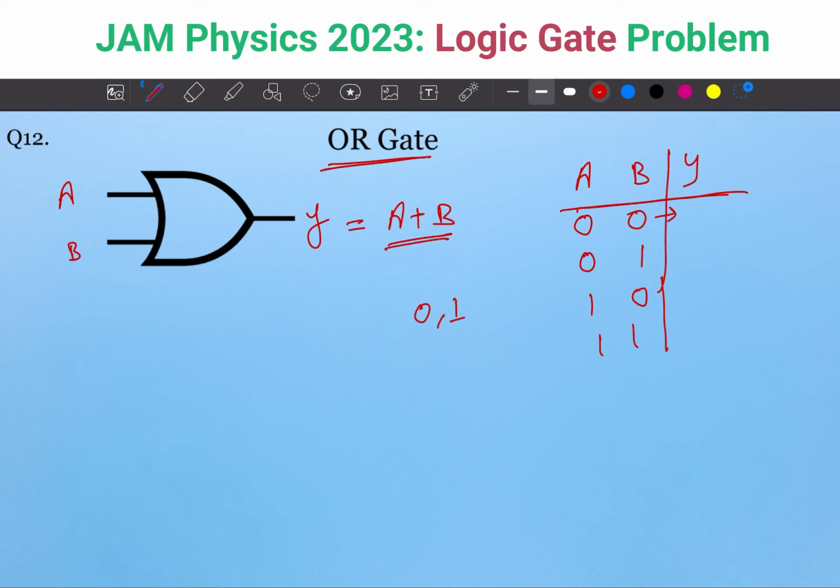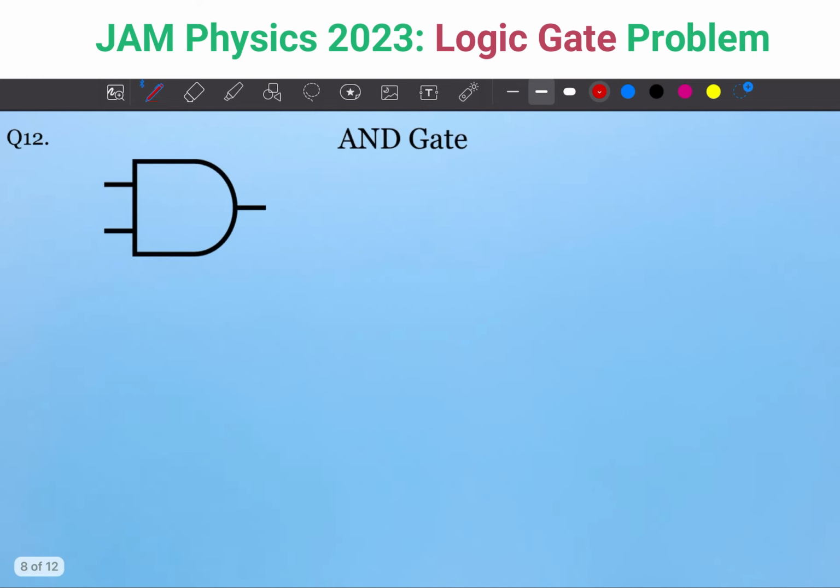Then we can write: if A is 0 and B is 0, then Y is equal to 0. A 0, B 1, then Y is equal to 1. A 1, B 0, then Y is equal to 1, and A 1, B 1, then Y is equal to 1. Okay, so this is the OR gate, and the next gate is the AND gate.